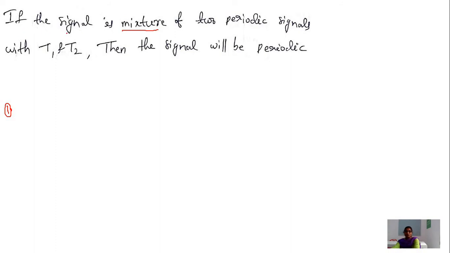Now, if the signal is a mixture of 2 periodic signals, an addition of 2 periodic signals, one signal has time period t1 and another signal has time period t2. In that case, the signal will be periodic. A mixture of signals, not in multiplication, an addition of 2 periodic signals will be periodic. Then find out the time period.